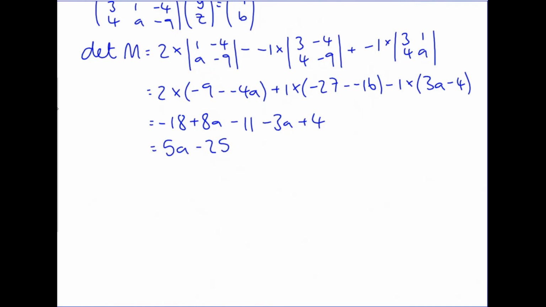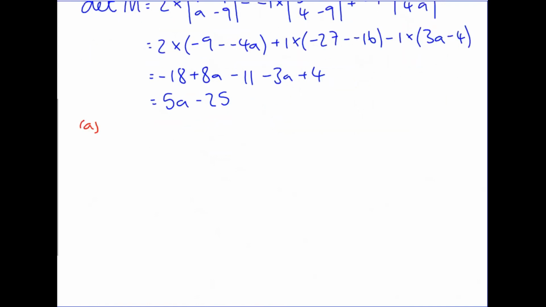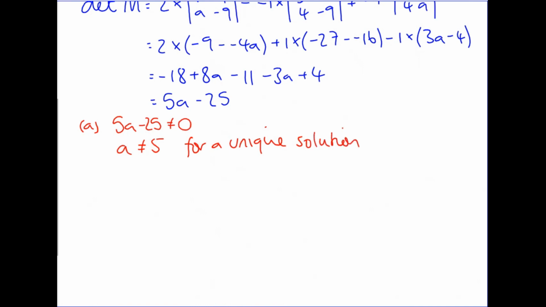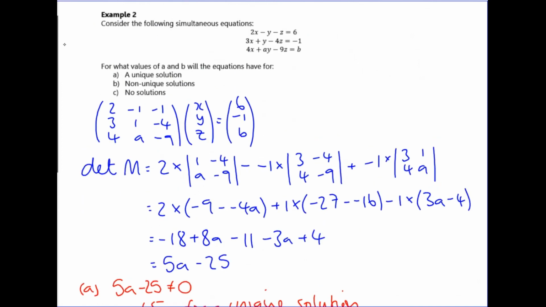So for there to be a unique solution, all it has to be is that this determinant is not equal to 0. Add 20, divide by 5. This just means that for there to be a unique solution, A cannot be 5. And it doesn't matter what the value of B is. As long as A is not 5, I can do the inverse of that matrix and I will get a unique solution. So most of the time you'll get a unique solution. It'll usually specify in the question that it's a real number.